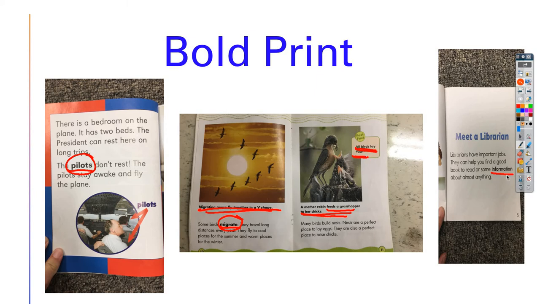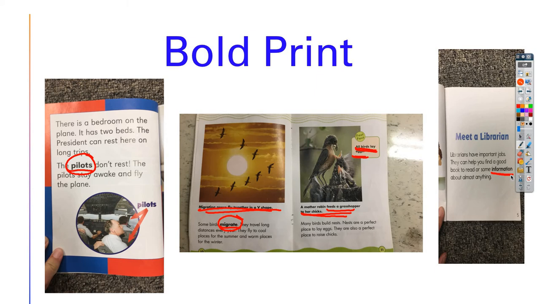And then over here, the word information is an important word. They want you to remember it and know it. That's why they have bold print. And there is some bold print in our story. It's kind of hard to tell that it's bold print because it's the vocabulary words. And they're bold and they are highlighted yellow. So anything bold printed or highlighted means it's important.